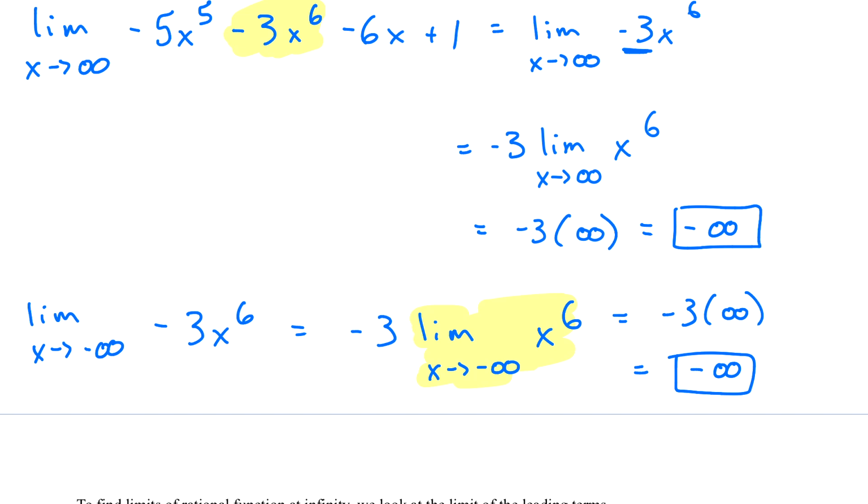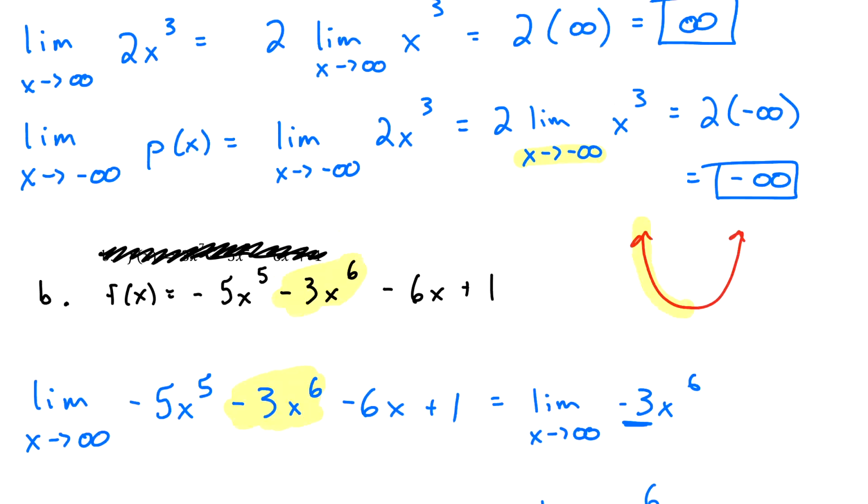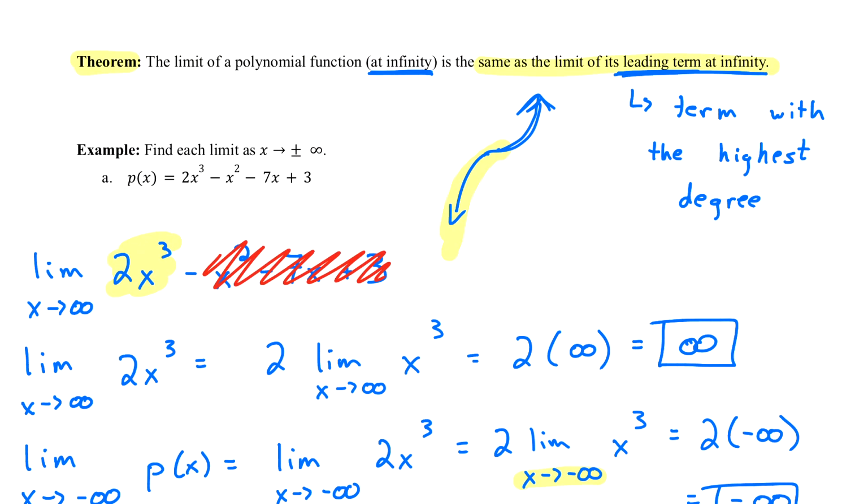So this is a really, really nice property that we get to use for polynomials. And again, one thing that I really want to stress is that this only works at infinity. If we're approaching any finite value, if we're approaching 4 or 5 or -2, then this theorem won't work. It only works if we're looking at a limit as x approaches positive infinity or negative infinity.